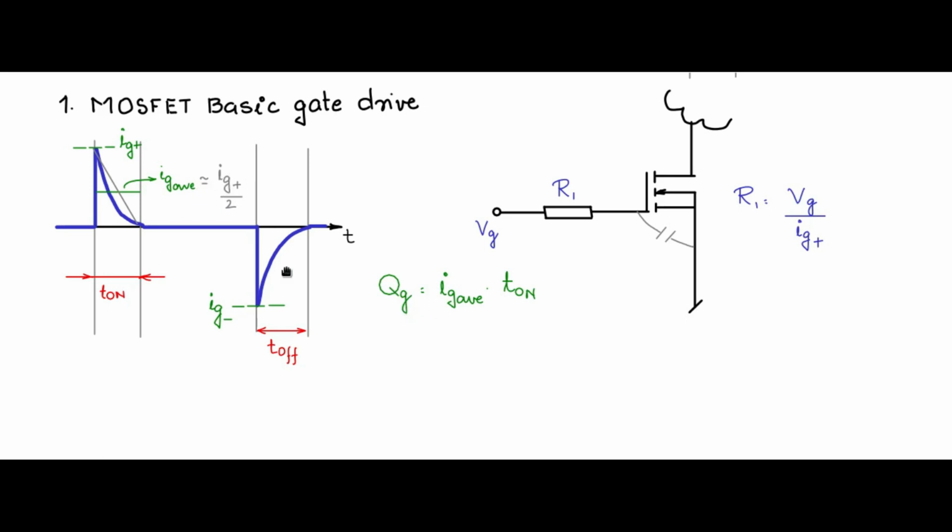Ig average is approximately Ig plus by 2, and therefore Ig plus is 2Qg by T on. So this can be the value of Ig plus. You plug it in here and then you can get the value of R1. For Vg you substitute VCC, the control power supply voltage.